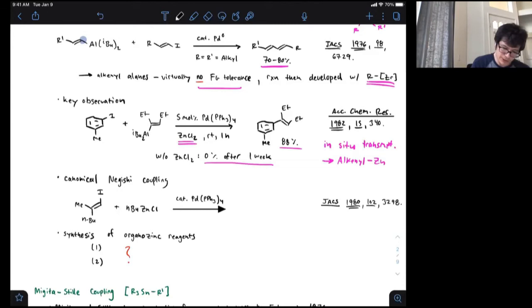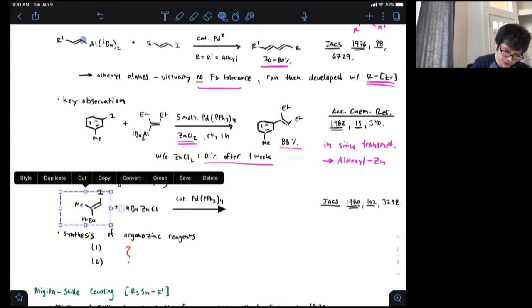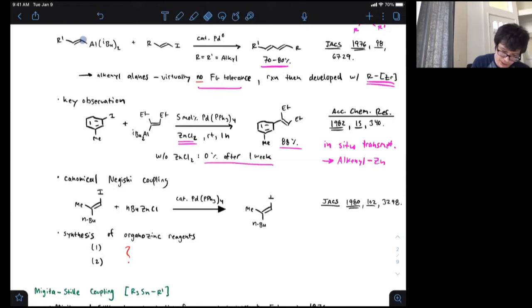And so now here's just an example of what we think of as a more canonical Negishi, where we have the preformed organozinc. No real surprise here. I totally appreciate this is not the most interesting reaction for the synthetic chemists among us. But we're just forming this linkage here.